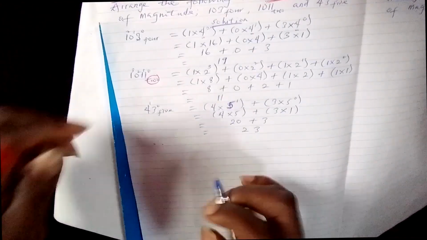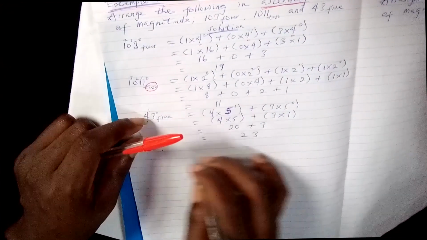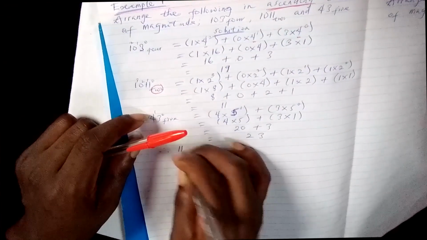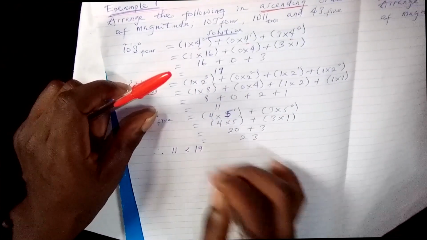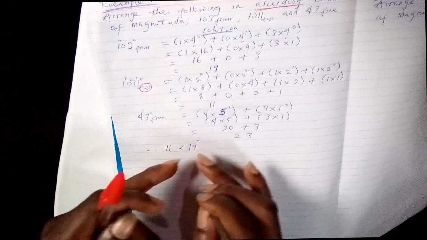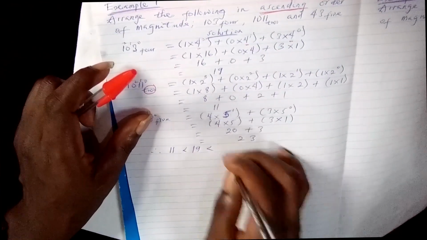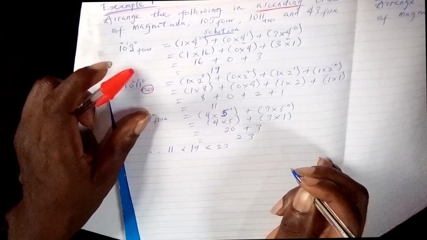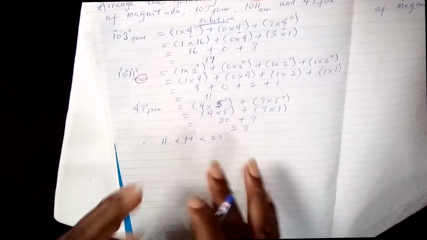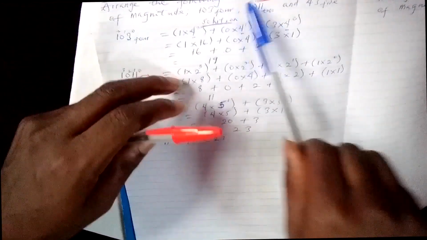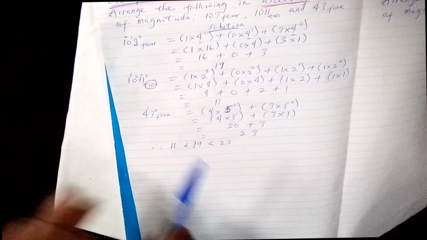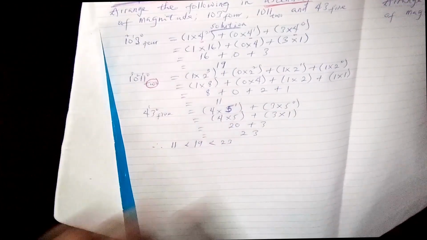So we can conclude at this moment that 11 is less than 19. And both 11 and 19 are also less than 23. But if you write it this way, we have not answered the question, because the main question said we should arrange the following in ascending order, not to write them in either greater or less than. So if we write it this way, we are not done until we give our final conclusion.